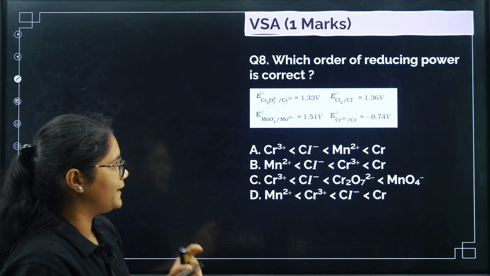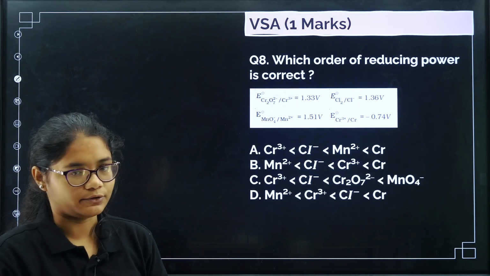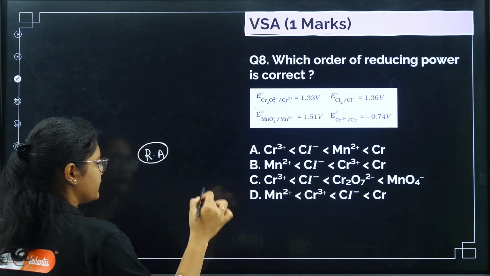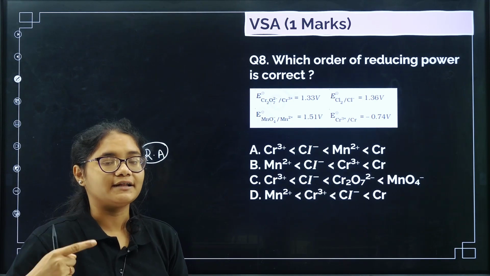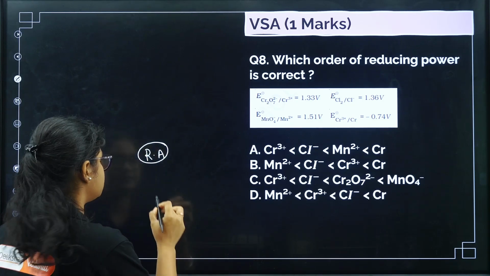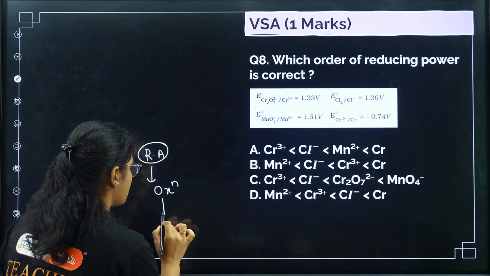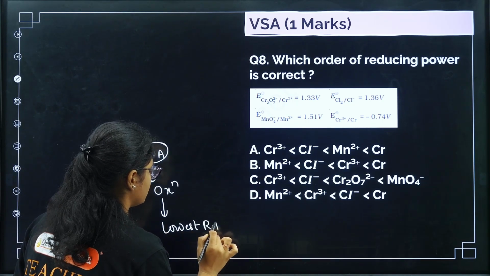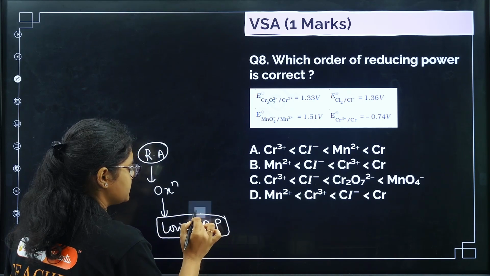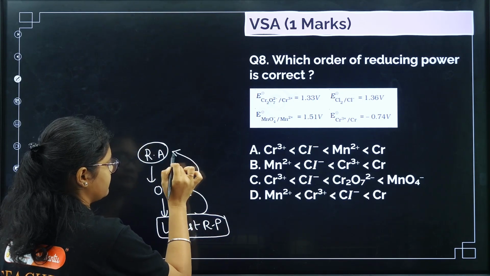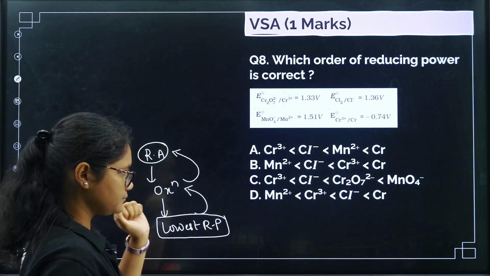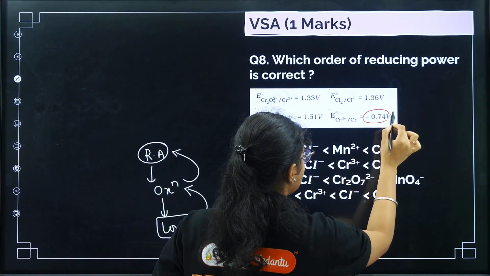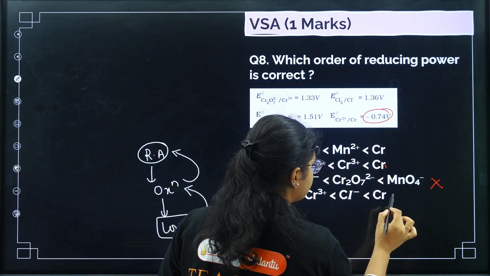Next one. Same data is given, the correct reducing order you need to see. Reducing agent or reducing power are the same. If we want to find the reducing agent, it will reduce others, that means itself it will undergo oxidation. Here reduction potentials are given, so we need to find the lowest reduction potential. Whichever has the lowest reduction potential will be good at oxidation and will behave as a very good reducing agent. Chromium 3+ to chromium is the least value, so here this will be maximum. So we can eliminate these two options.